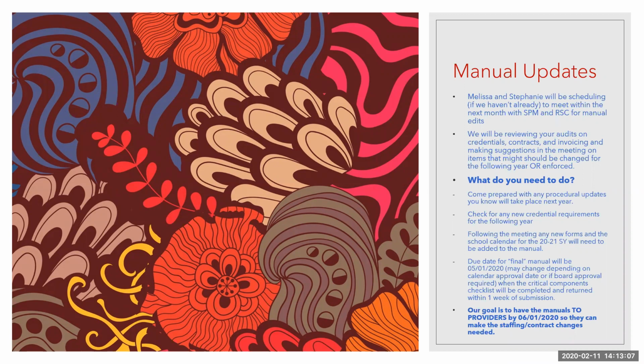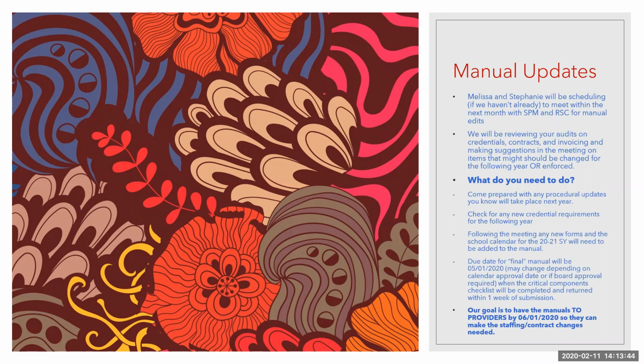What we need for you to do is just come prepared with any procedure updates that you know will take place next year for us to add into the manual. Check for any new credential requirements from the Department of Education. You can do a quick spot check. A lot of times they put a big post. For most of you who are working in a state, you can choose to follow the Department of Education and they'll email you any updates they make. So just take a quick spot check to make sure nothing's changed there. If you happen to have your calendar or any forms, you can add those following the meeting, or if you want to bring them to the meeting, we can throw them in while we're in there.